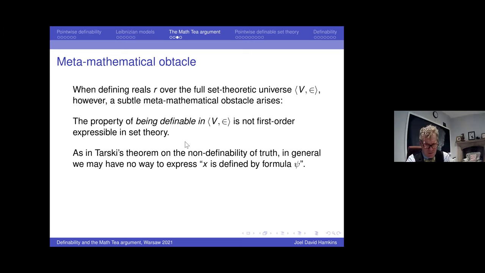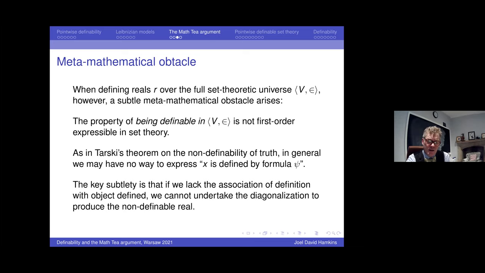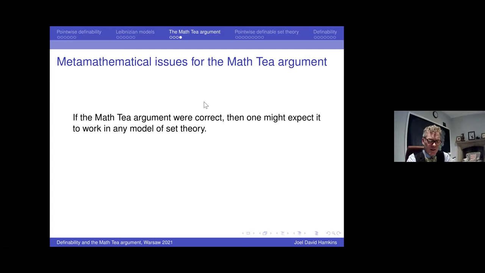Okay, so the key subtle part of the argument, of the math T argument, the key problematic part of it is that if we're in a context where we lack the association of the definition with the object, then we can't perform the diagonalization that is needed in order to produce the real number that's not definable. And that is the context you're in if you're trying to consider definitions with respect to the full set theoretic background. Okay, so here's another more forceful objection to the math T argument, and that is, if the math T argument were correct, then you might expect that it would work in any model of set theory because it's a mathematical argument and we're using set theory as our foundation, so it should work inside any model of set theory.